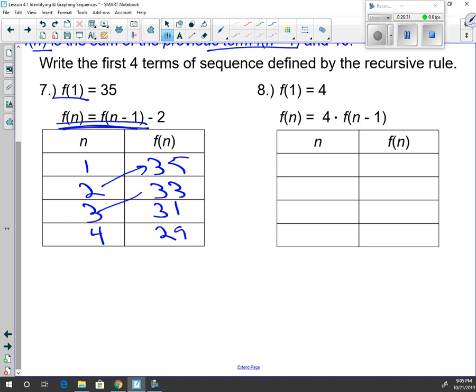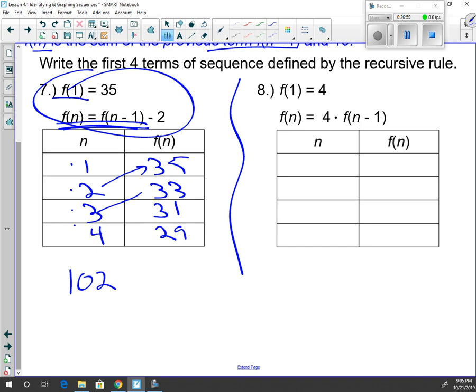So notice how this builds the sequence from the very first term to the second term to the third term, right? I cannot use this to jump ahead. Well, I could, but it would be super inconvenient and a really, really mean quiz or test question. If I said, all right, here's the rule, find the 102nd term, that means you would have to do the subtraction of 2 102 times, and that's not fun. All right, so go ahead and try that same thing on question number 8. Please pause the video to work.